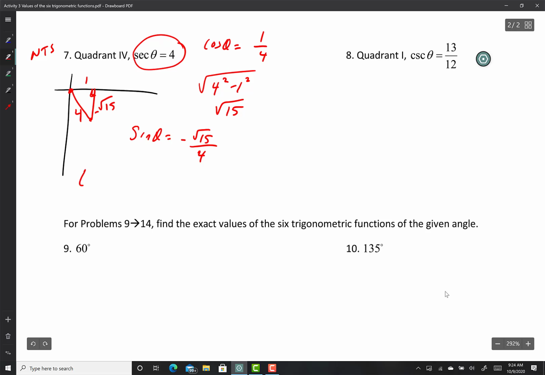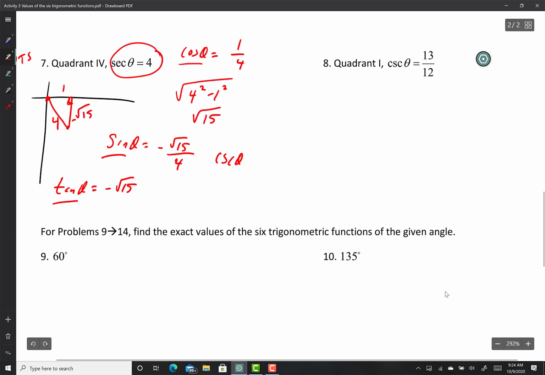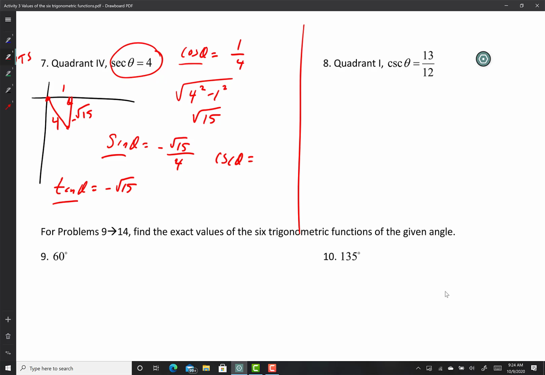And then we need tangent. Tangent of that angle is opposite over adjacent. So negative square root of 15 over 1, which is just negative square root of 15. So there we go. We got cosine, sine, and tan. So now we need cosecant. I'm going to write cosecant theta, and then maybe put a line somewhere right here to indicate the difference between 7 and 8. Cosecant theta is the reciprocal of sine, so negative 4 over square root of 15.